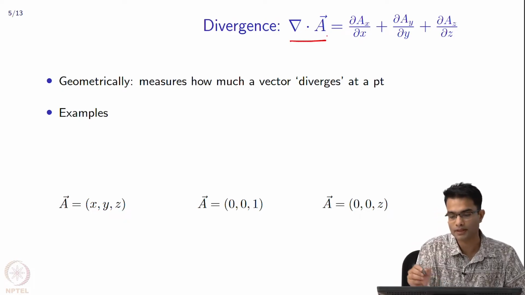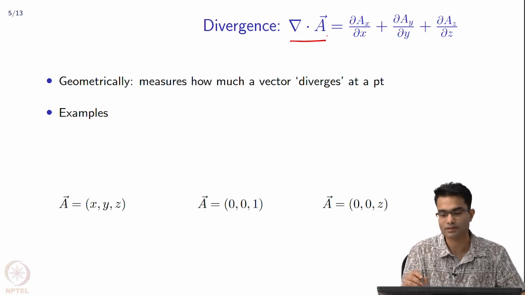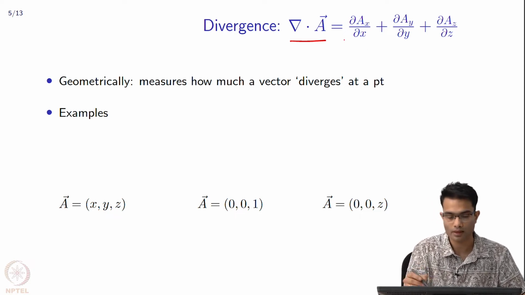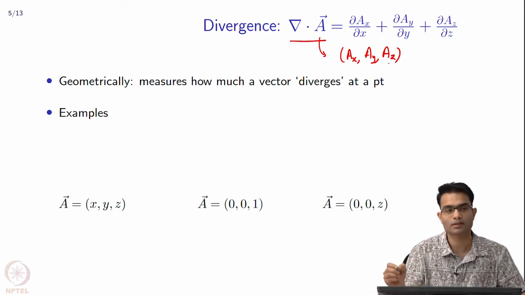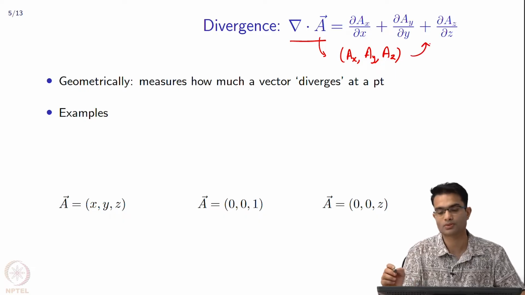The first operator is the divergence. Very simply, I have taken a vector A and it has 3 components, so I am going to write it as Ax, Ay, Az. When I take the dot product, this is what I get. As we said before, this is a scalar.